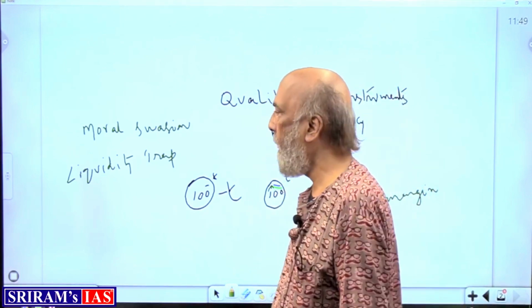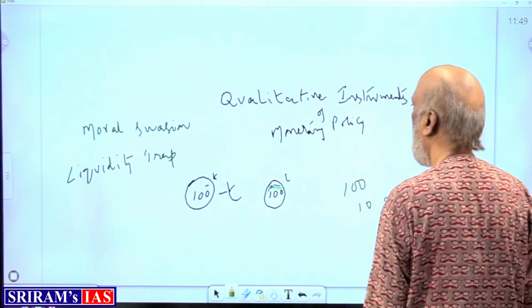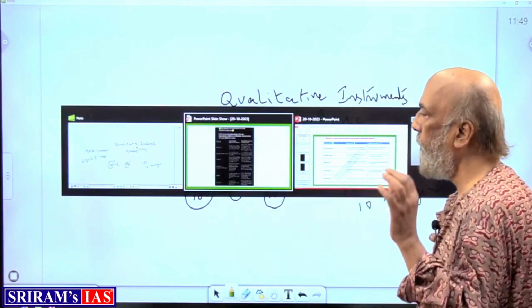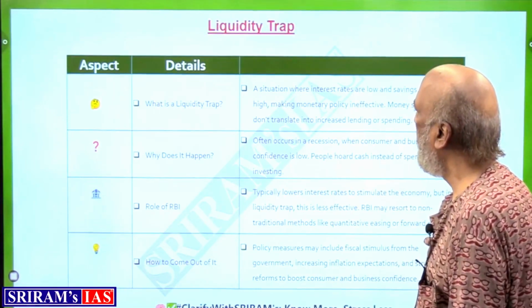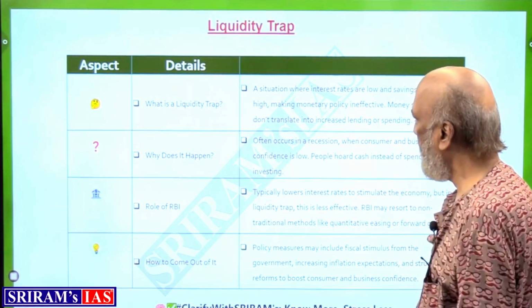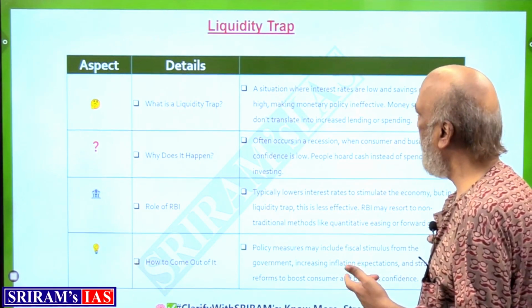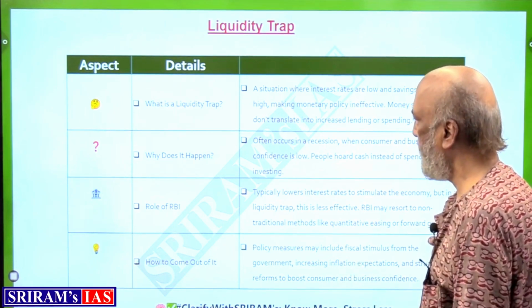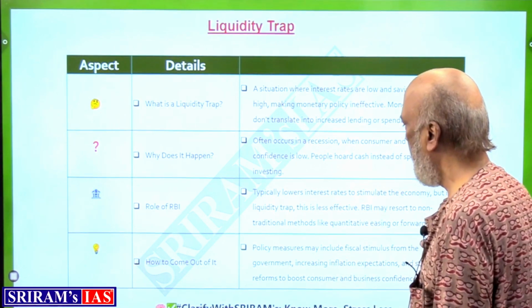Dharmendra ji, I made a super lovely graphic for you. Liquidity trap, yeah. And I think one more I made, or maybe not. Just see this. This has everything.